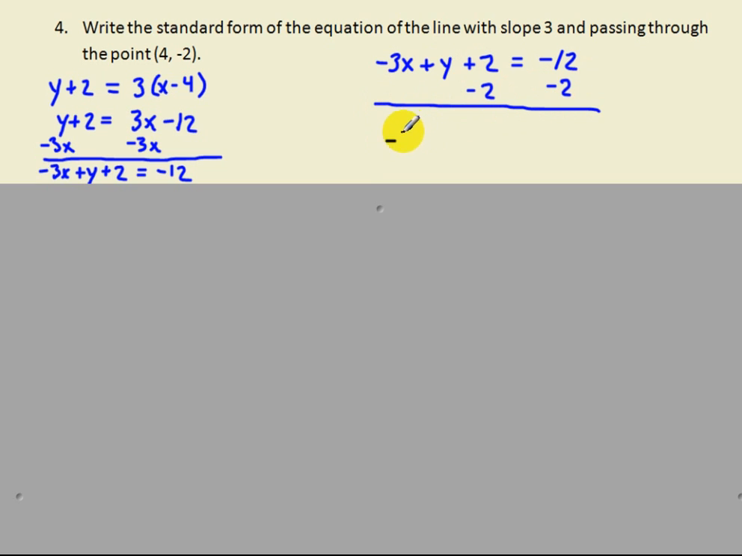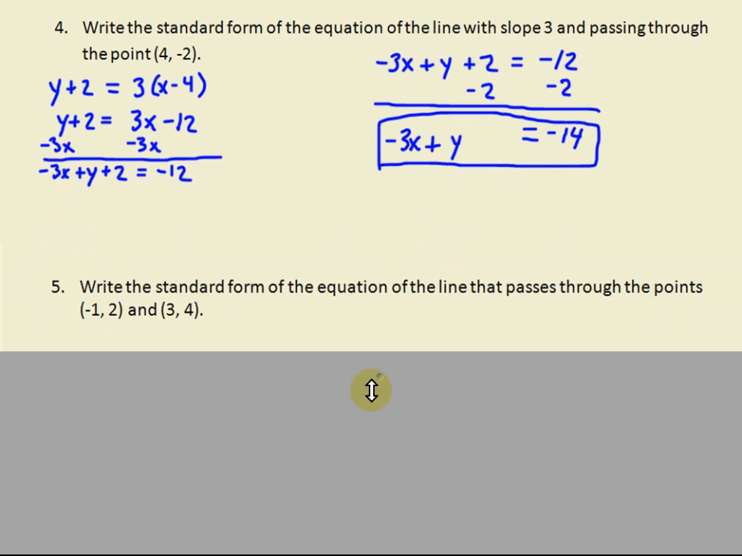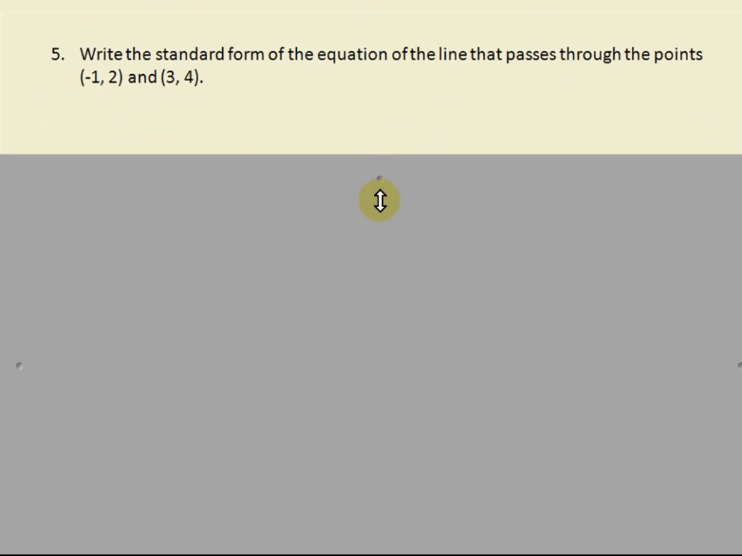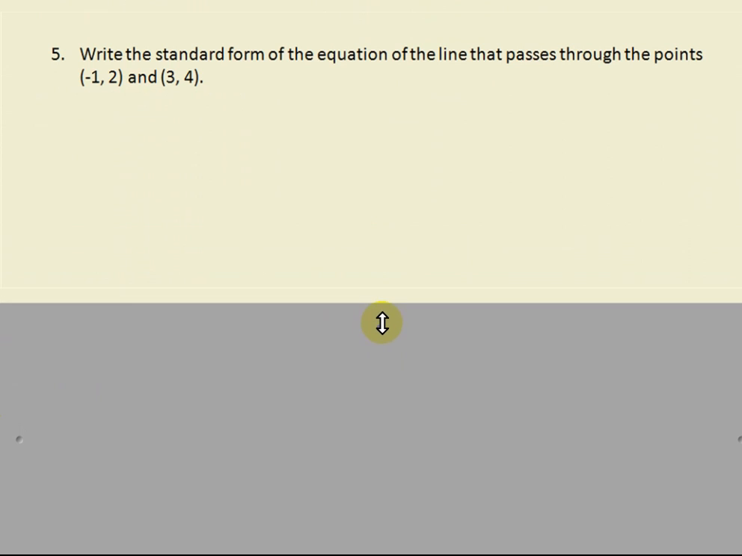On the left hand side we have -3x plus y equals -14. And there's our equation in standard form. Alright, so this might remind you a bit of section 3.8 where we were rewriting equations. Notice that in the last example we rewrote the equation first in point slope form, and then we rewrote that in standard form, and we're going to do something similar here.